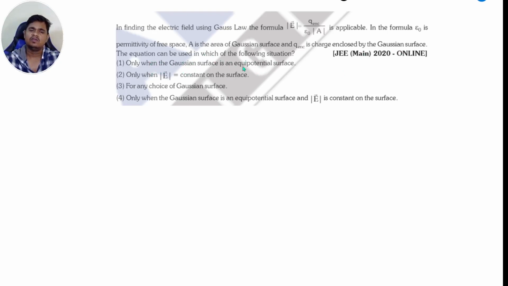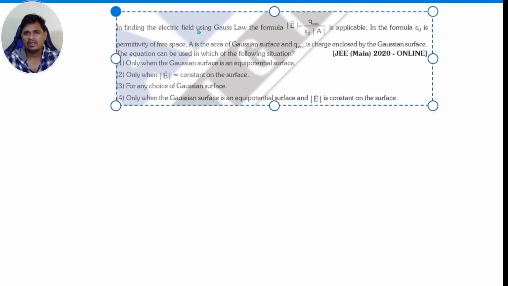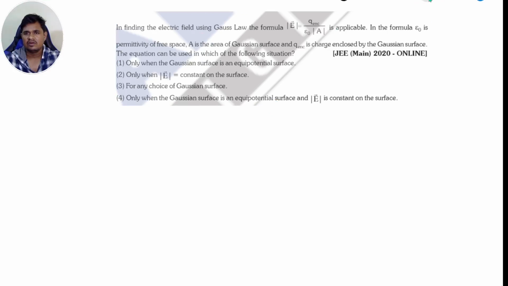Only when the Gaussian surface is an equipotential surface, only when E is constant on the surface, for any choice of Gaussian surface, only when the Gaussian surface is equipotential and E is constant. So let us see. It is directly saying that in finding the electric field using Gauss's law, the formula is E vector equals Q enclosed by epsilon naught A.